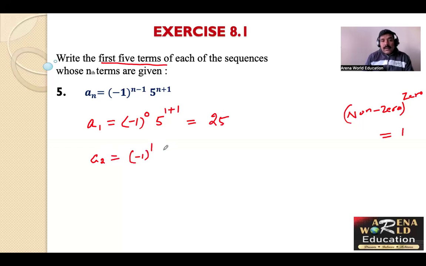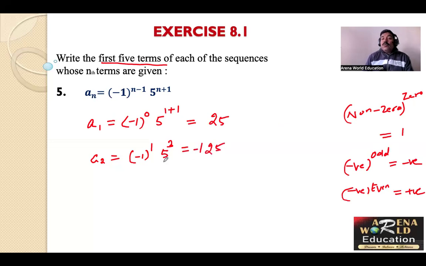So 2 minus 1 is 1, and 5 raised to power, yes, 2 plus 1, 3. So directly I'm writing, this is very easy. So minus 1 raised to power 1. So always remember, suppose we have a negative base, right? And power is odd, so the answer is always negative. And if we have a negative base, but power is even, the answer will always be positive. So here minus 1 raised to power 1 will be negative 1, and this will be 125. So it will be minus 125.